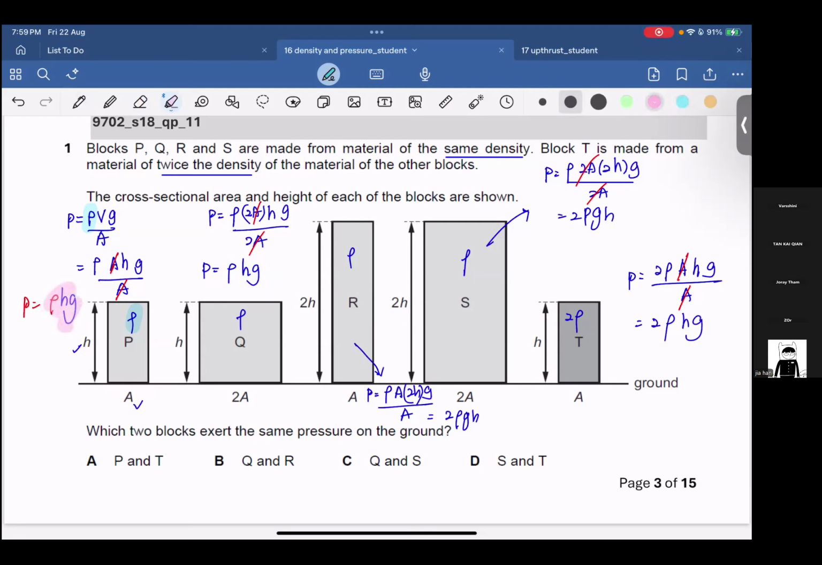Okay, use another color. This one is the final density, final pressure. After we compare, we will find that A is P and T. No, P and T are not the same. Then B is Q and R. Q and R also not the same. Q and S also not the same. S and T. So the answer should be D. Any question?